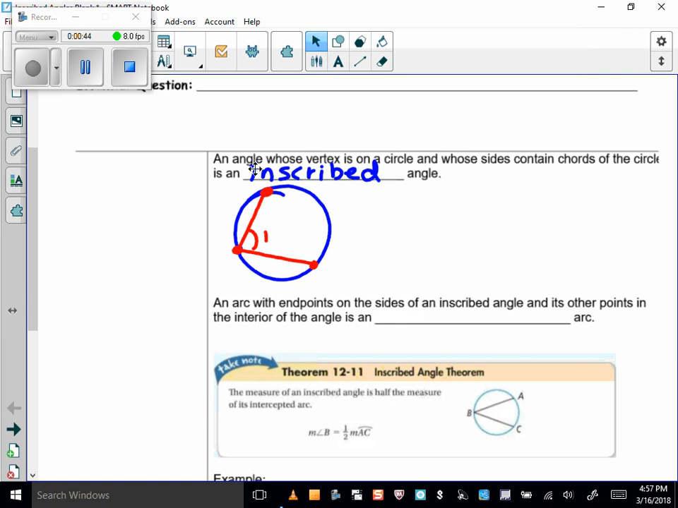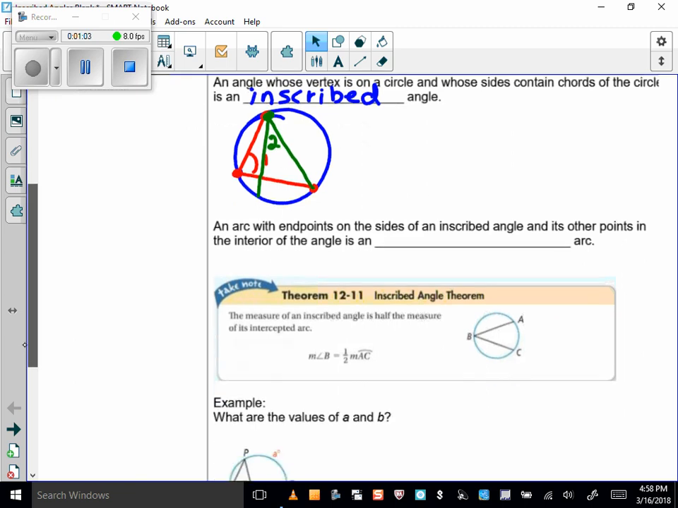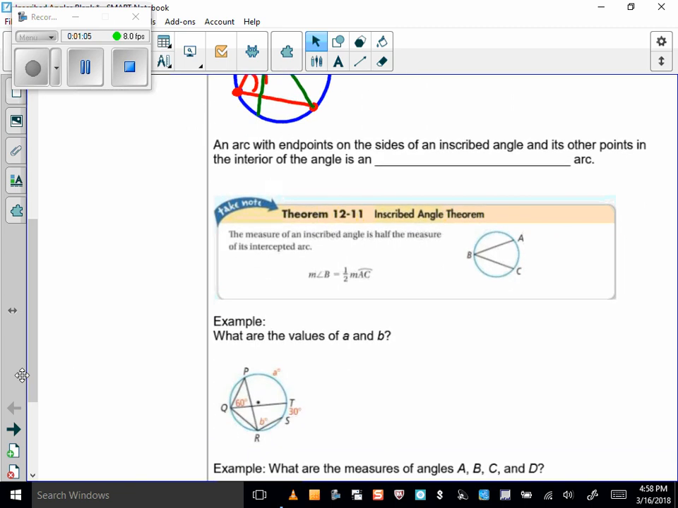Let's draw another one. I could have a vertex here, I could have a chord here, I could have a chord here. That would be an inscribed angle, angle 2. So if you got a vertex on the circle and the sides are chords of the circle, you got an inscribed angle. All right, what do we have next?